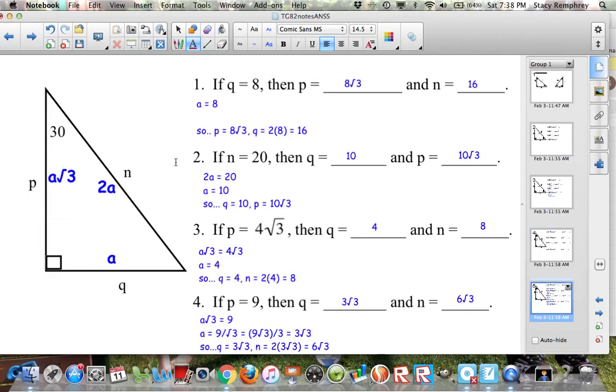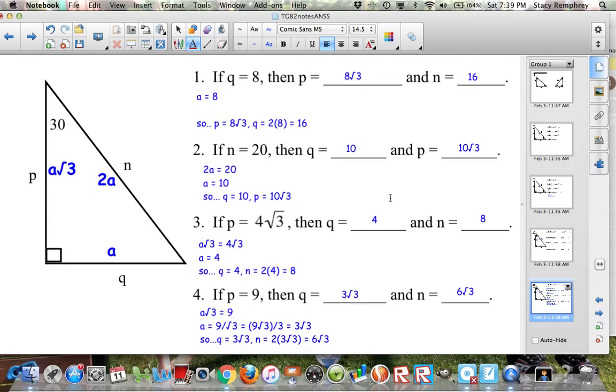All right, so the first one we did here. In the second one, if n equals 20, I said, okay, well, n is at the 2a side. Once I know a, I can figure everything out. So if the 2a side equals 20, dividing both sides by 2, I get a equals 10. Well, q is near that side, so q is 10, and p is the a number, which we said was 10, times the square root of 3.